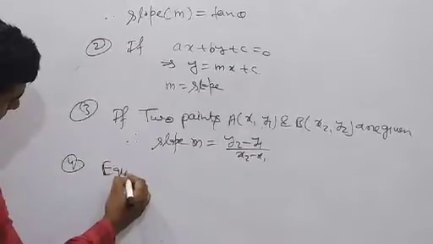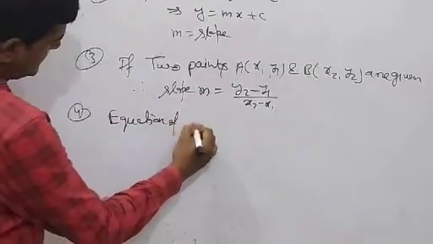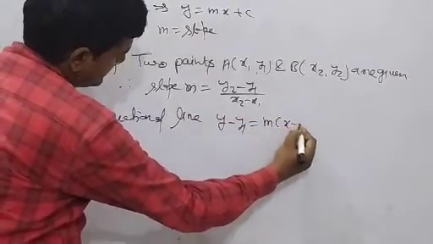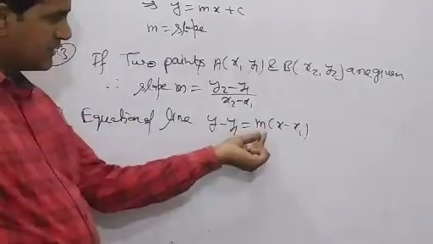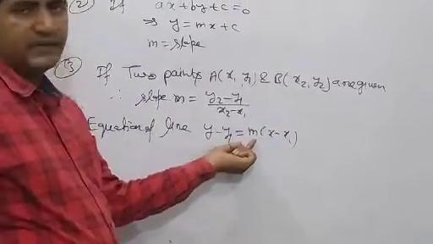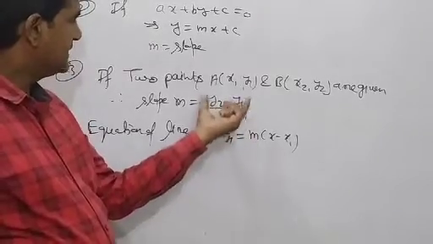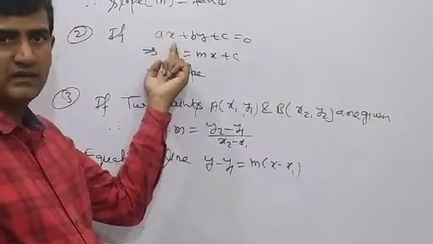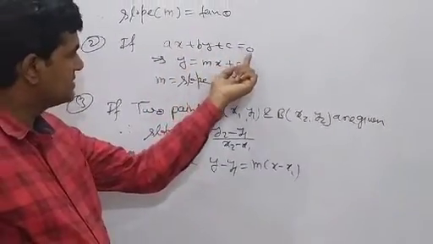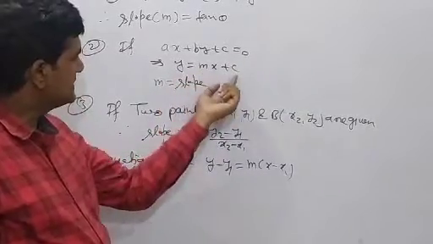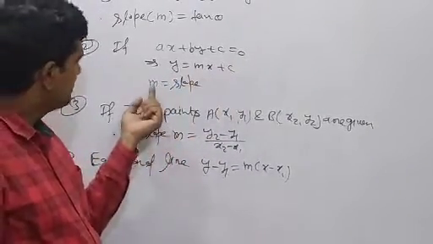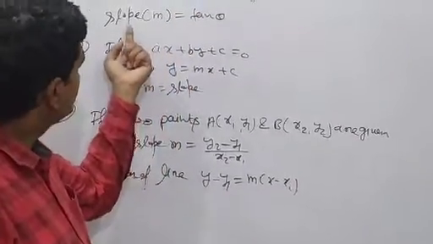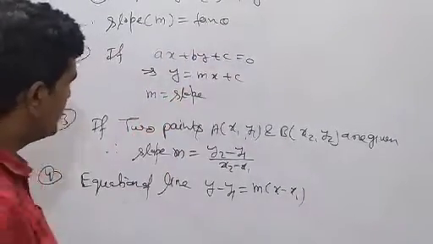Next, the equation of a line is y minus y1 is equal to m times x minus x1, where m is the slope. When two points are given, with the help of the points we can find the slope m. If a linear equation in two variables ax plus by plus c is equal to 0 is given, then y is equal to mx plus c, and with the help of this equation we can find the slope. If the inclination theta is given, then the slope m is equal to tan theta. After that we can put it here.